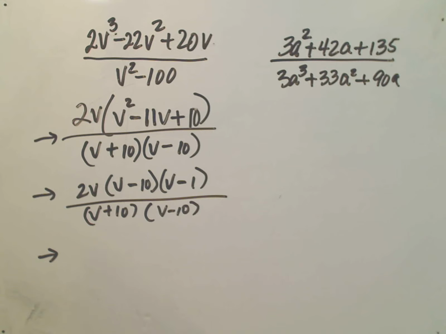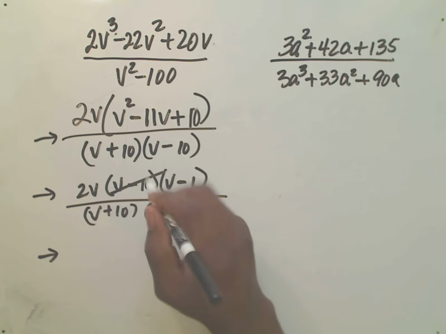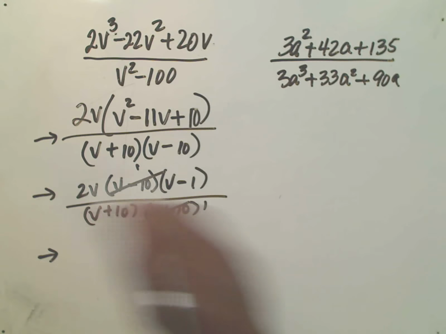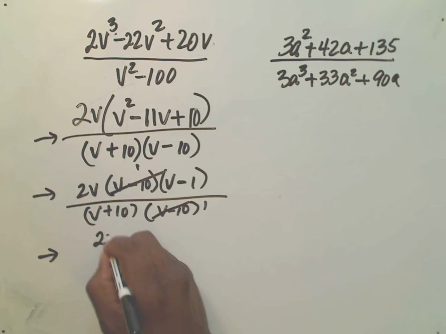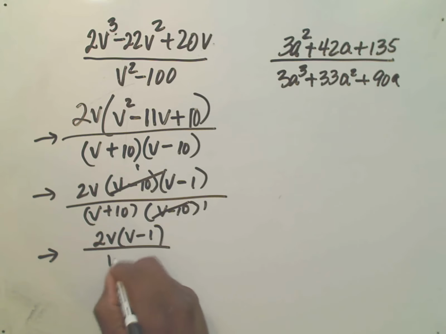And what you end up with is that v minus 10 cancels with v minus 10, just like if you had 5 over 5. And the end result is you have 2 times v in the numerator times v minus 1, all over v plus 10. And that is your result.